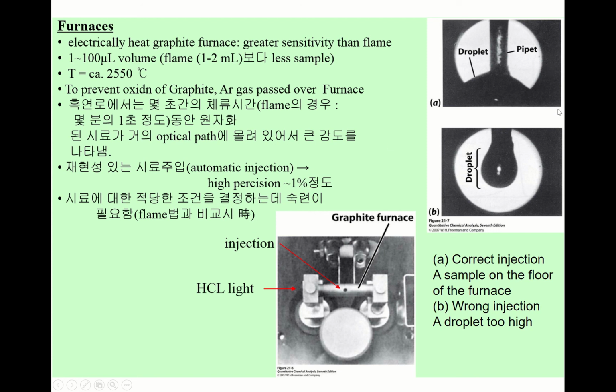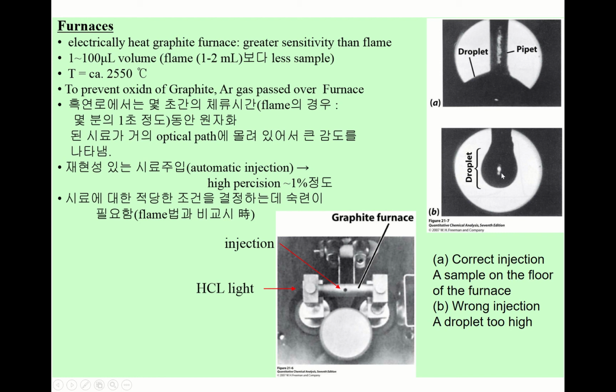This is the inside picture. This is the graphite furnace, this is a droplet, and this is a pipette, and the droplet is hanging. Injection is done through this hole, like that. And this one is the hollow cathode lamp. This generates light, and then it passes through this furnace.